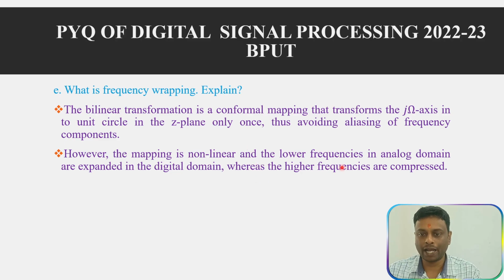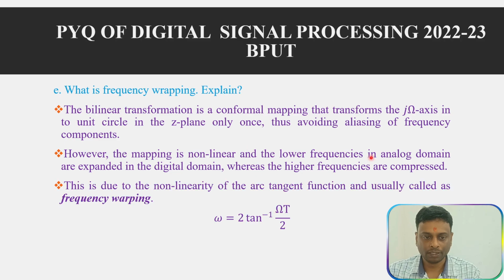The higher frequencies are compressed. This is because of the non-linearity of the tangent function, which we have in the bilinear transformation in IIR filters. So there is a tangent function, and this is basically known as frequency warping. This is due to the non-linearity of the tangent function.